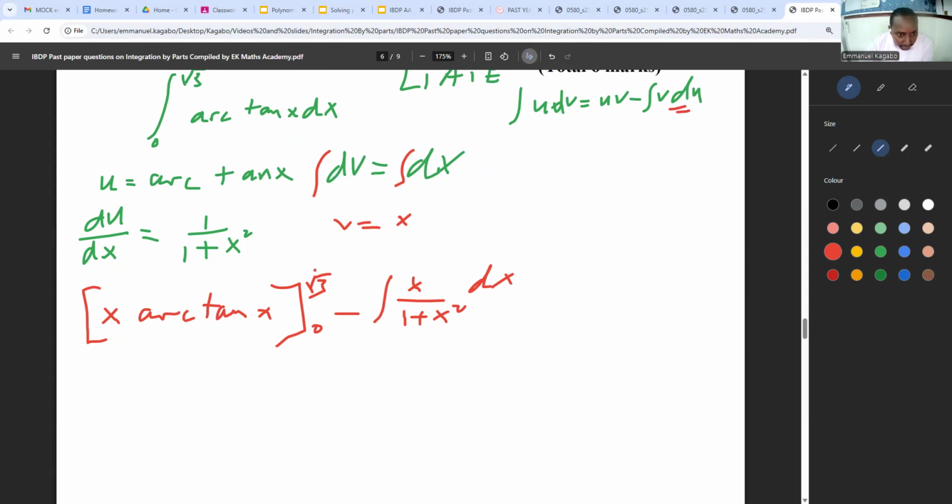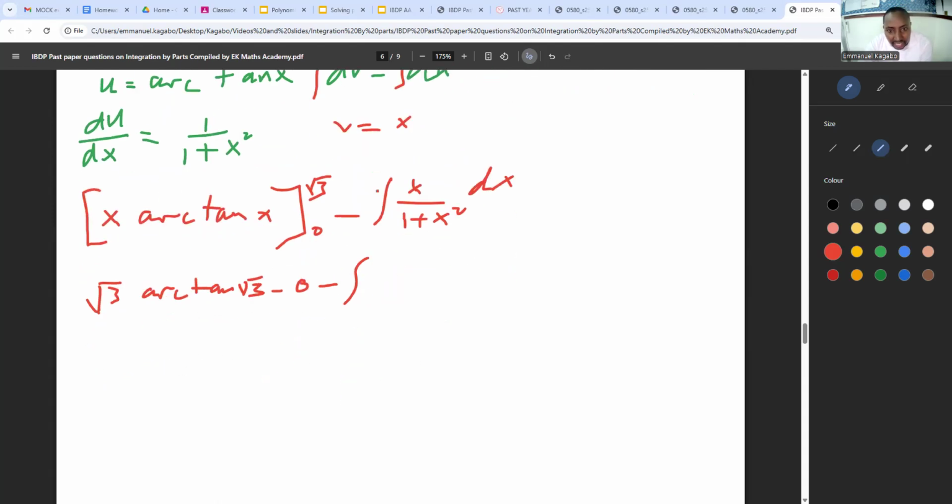Now, when I put the square root of 3, I'll get square root of 3 arc tan square root of 3. Now, when I put there 0, this is the 0. So that means everything becomes 0. So it will be minus c is 0. Okay? Now, minus integration of this.